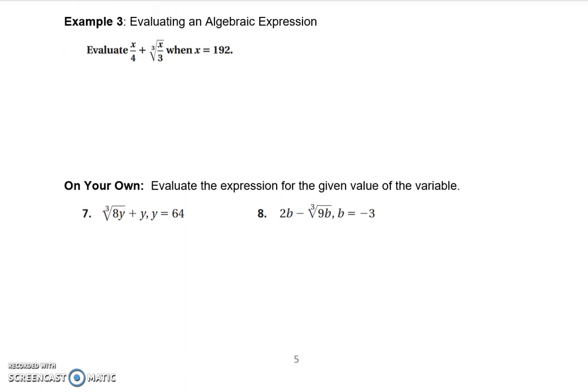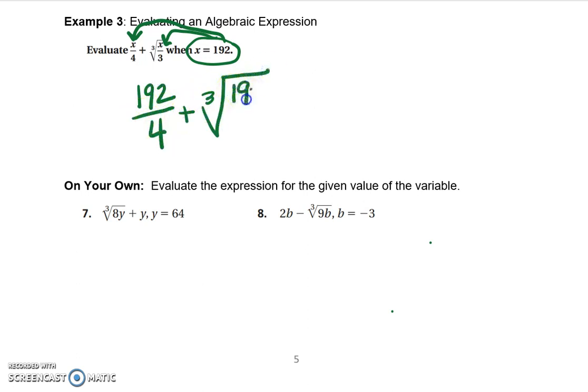Example 3, we're going to evaluate x over 4 plus the cube root of x over 3 when x is 192. So all we are going to do is plug 192 in where it says x. I'm going to start by rewriting the problem. So x over 4 turns into 192 over 4 plus the cube root of 192, which is x, over 3. So I have 192 over 4, which simplifies to 48. And then I have the cube root of 192 over 3.